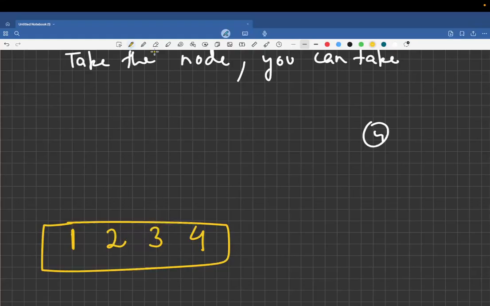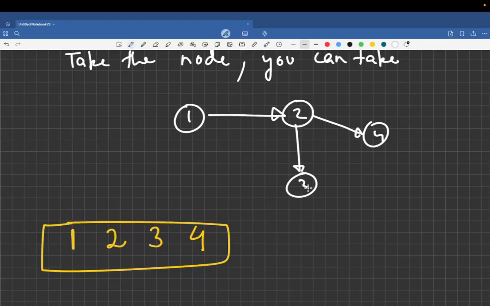Now, how was I able to see whether a particular node is dependent on any other node or not? For that, I will just redraw the graph that I drew: this 1, 2, 3, and 4. For each and every node, I will maintain the in-degree for that node.